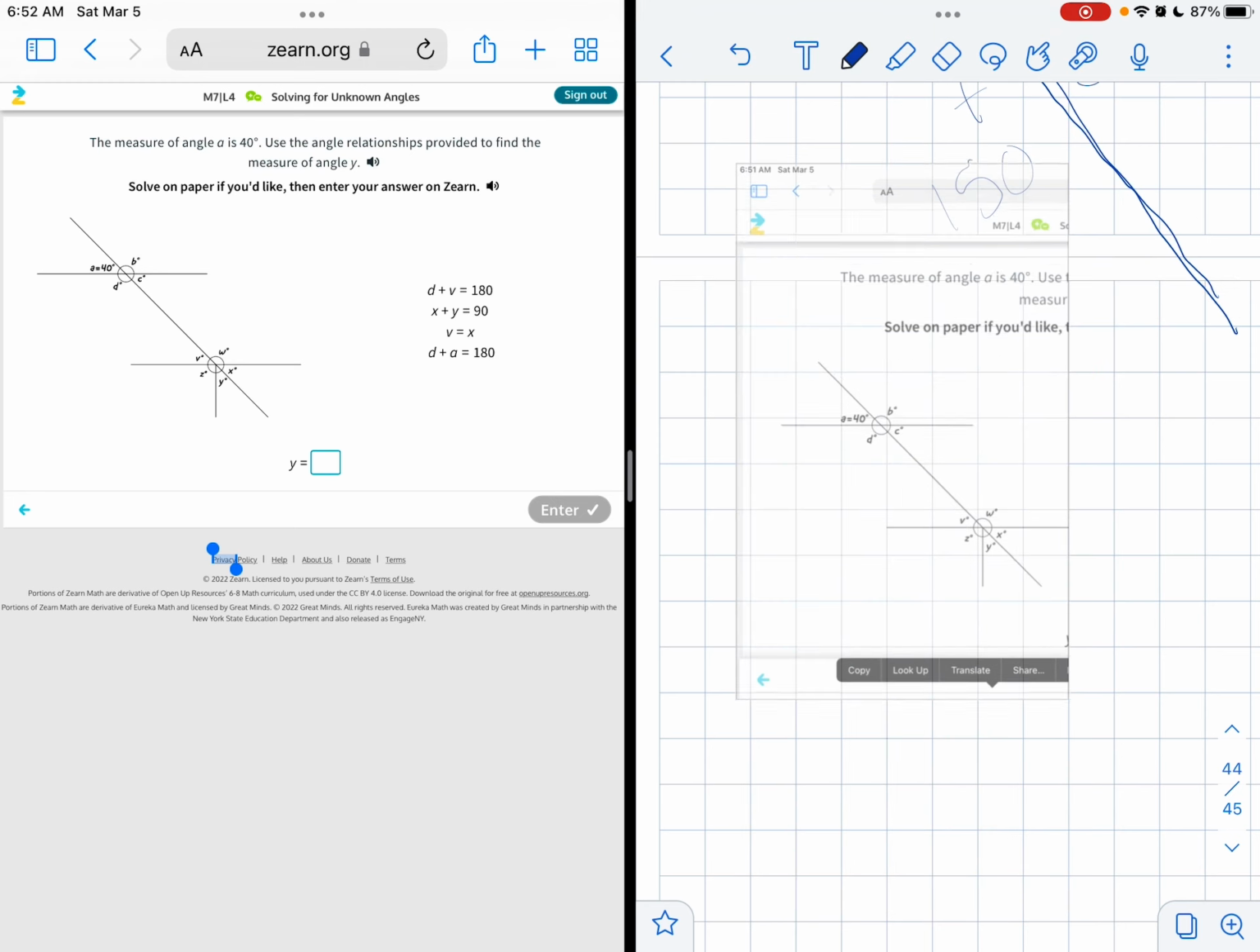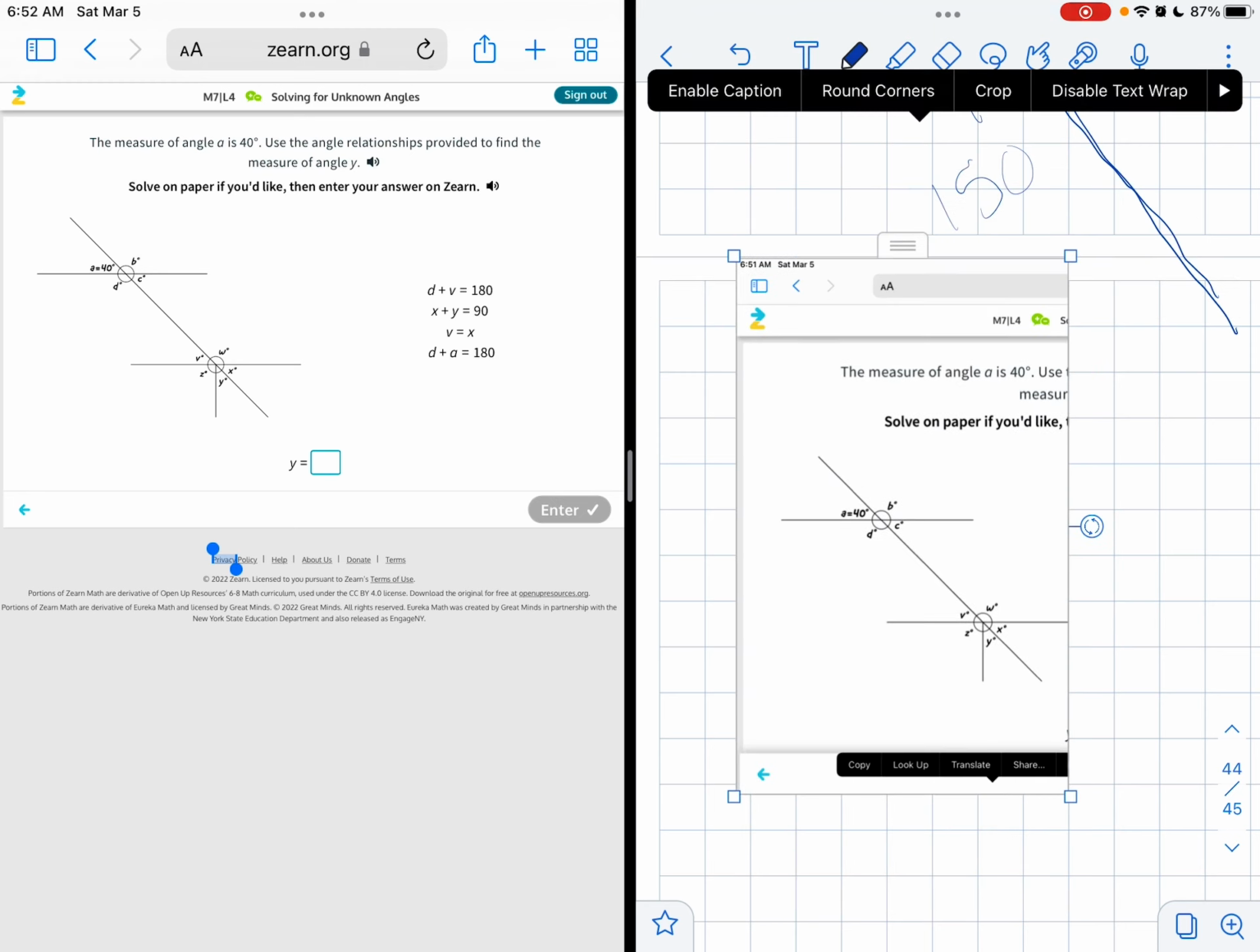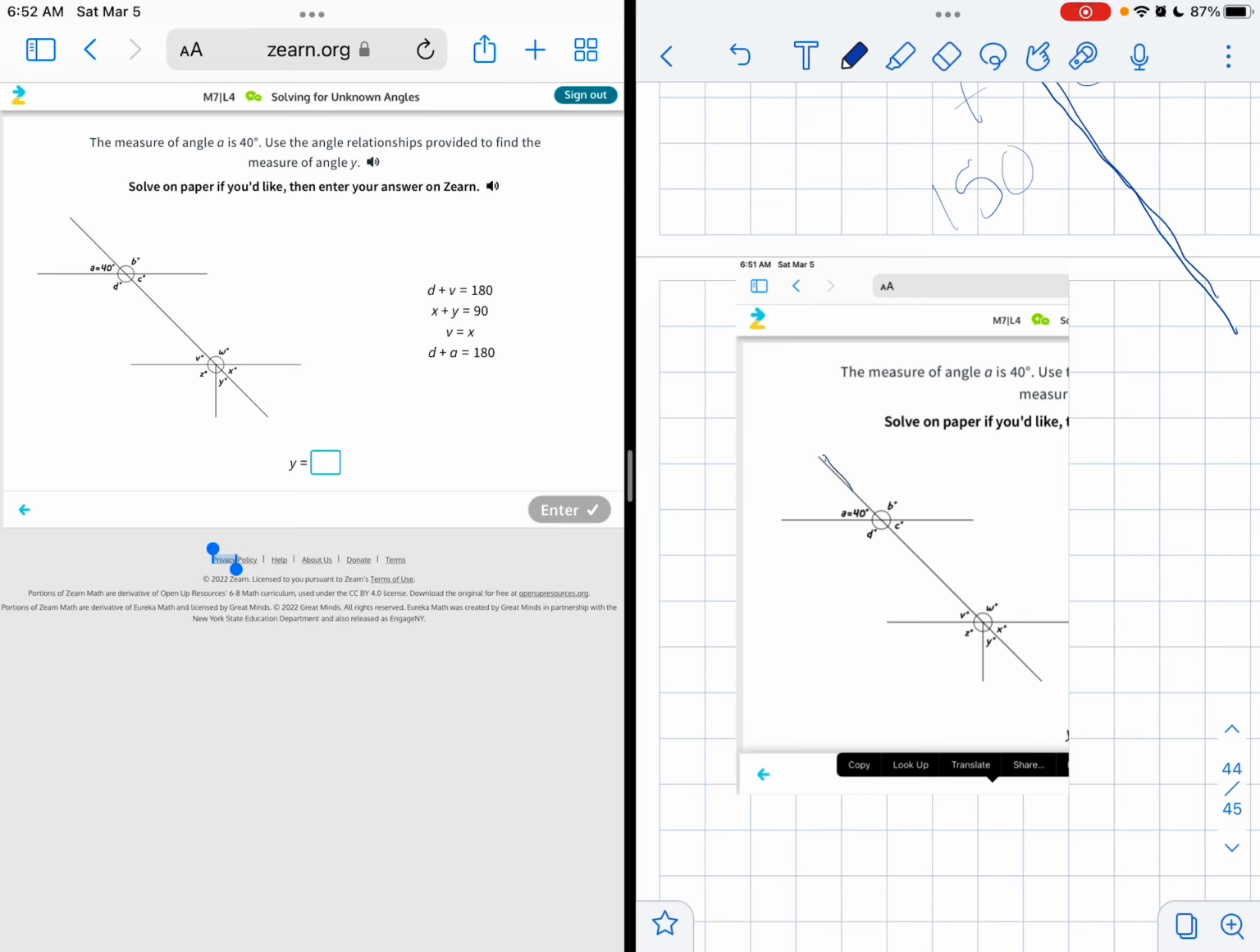Okay, so D and V is 180, which means since it's a straight line, and then x plus y right here will be 90. And D plus A is 180. So this section right here. So we know if this is 40, D is going to be 140.